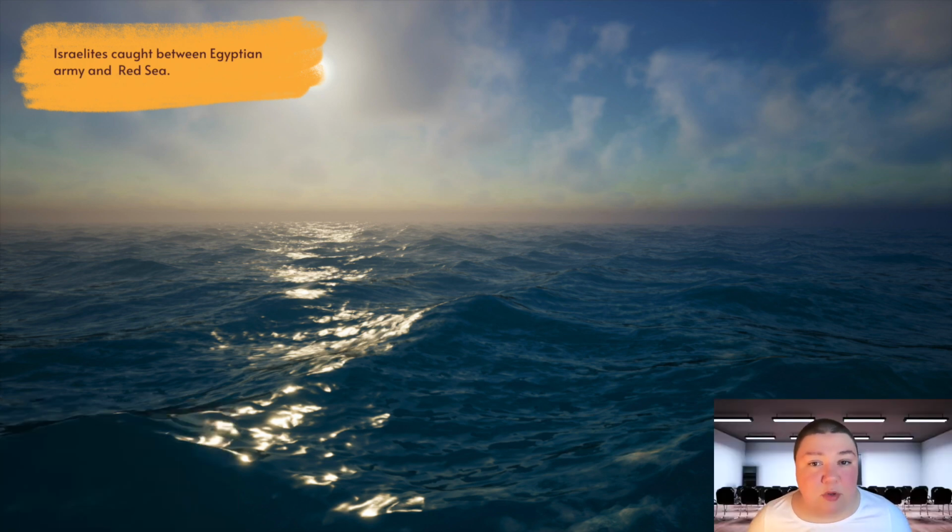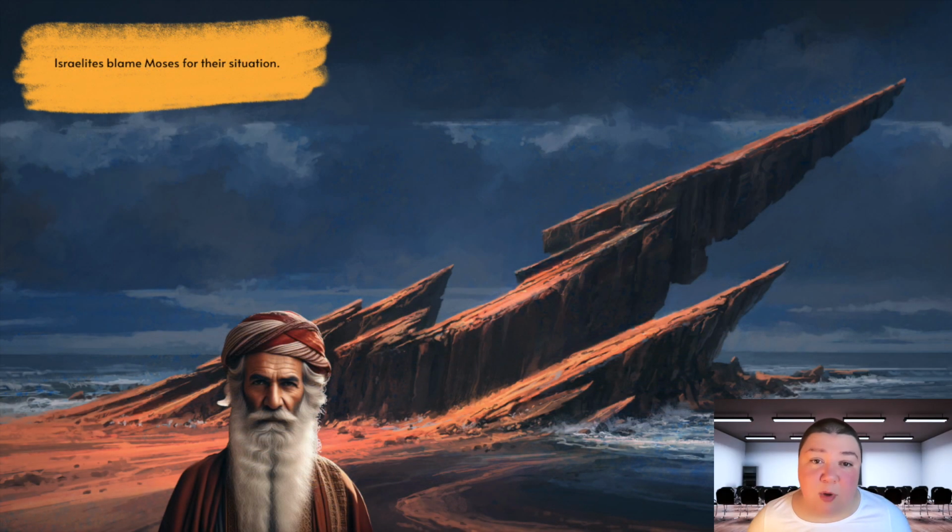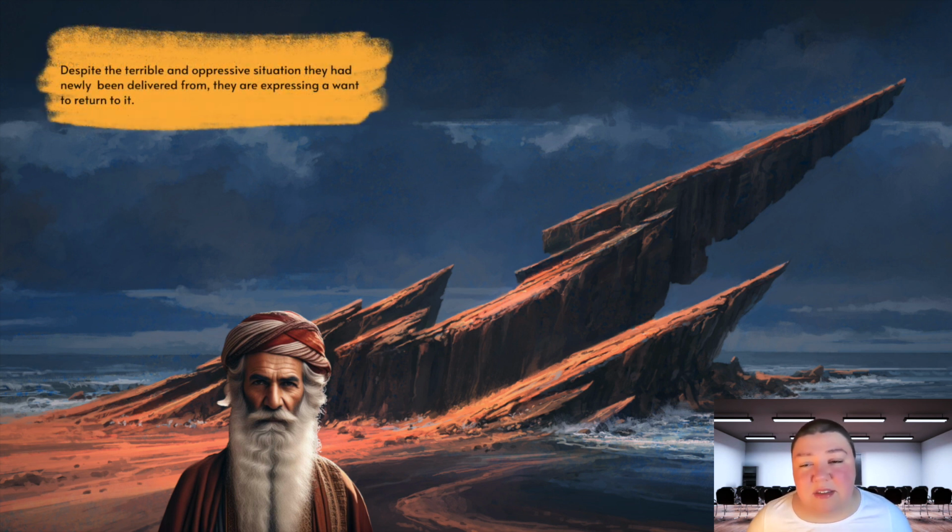As the army approaches, the Israelites blame Moses for their situation. They say, "We told you to leave us alone. Why did you bring us out of Egypt?" Despite the terrible and oppressive situation they had newly been delivered from, they are expressing a want to return to it, expressing that they didn't have a want to leave in the first place.